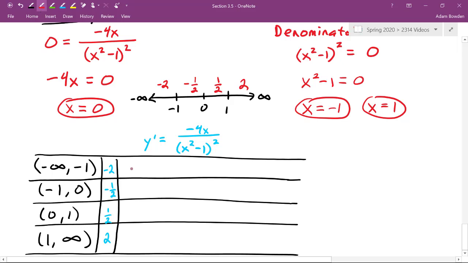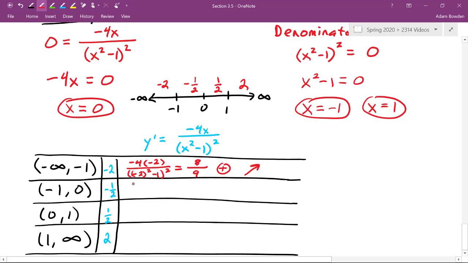Now if I start off with negative 2, we have negative 4 times negative 2 all over negative 2 squared minus 1 all squared. It's going to look something like positive 8 divided by 9. So we see that we're getting a positive number, and we know we have to be increasing. Now we could do this for all the various numbers, plugging in negative 1/2, plugging in all the other numbers.